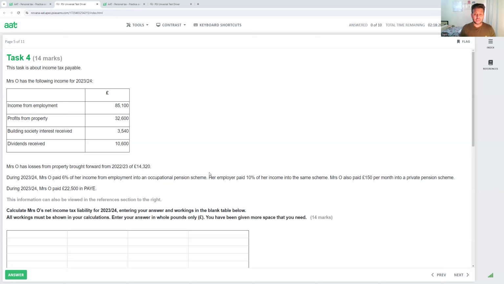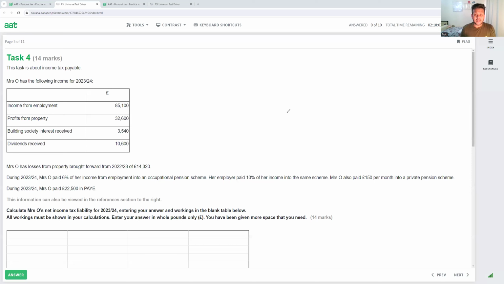So there are two things I'd like you to remember. The first one is OPS, that is the Occupational Pension Scheme. And the next one is PPS, that is the Personal Pension Scheme. Very important. Most likely you're going to see these two in the exam. So what the implication is and how we adjust these two is very important to understand. Let's talk a little bit about that before we actually start the question.